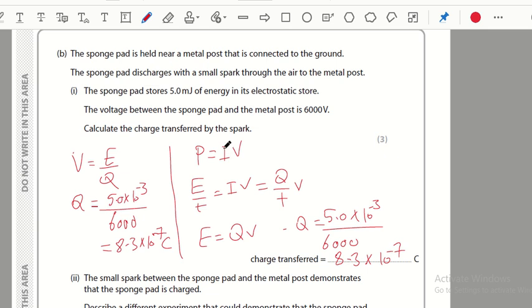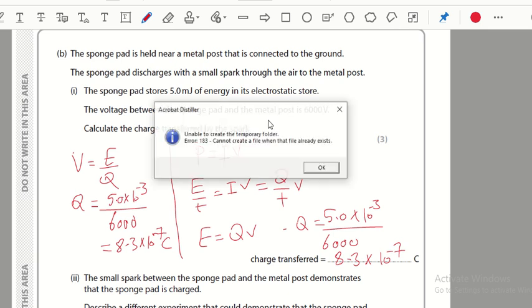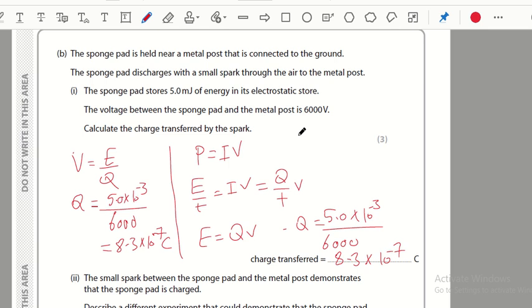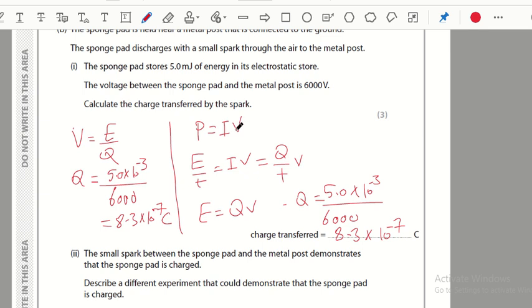Pad is held near metal post that is connected to ground. Pad discharges with a small spark through air. Sponge pad stores 5 millijoule of energy in electrostatic store. Voltage between sponge pad and metal post is 6000 volt. Calculate charge transferred by spark.